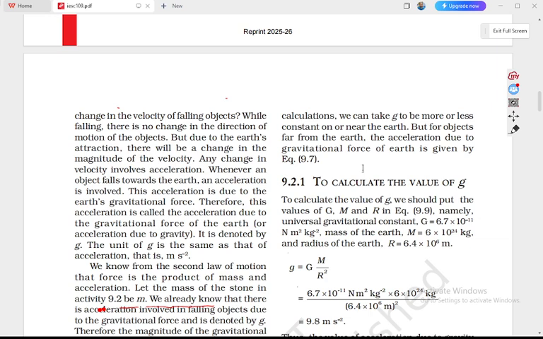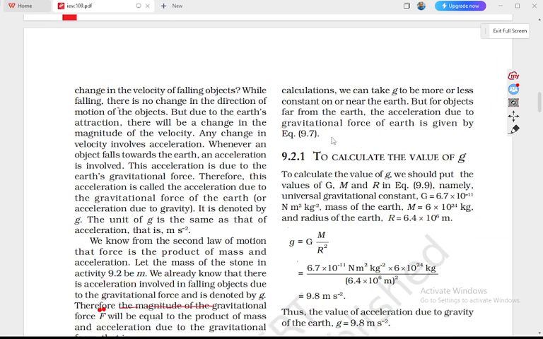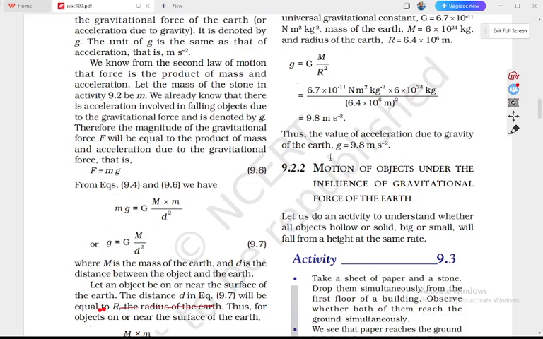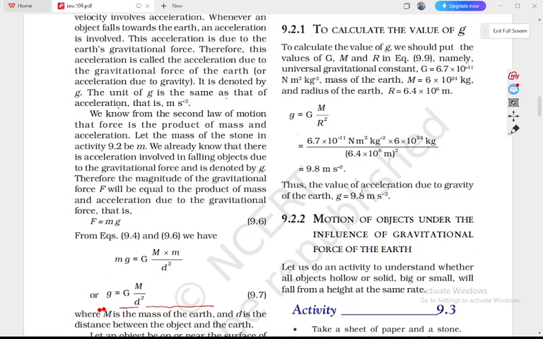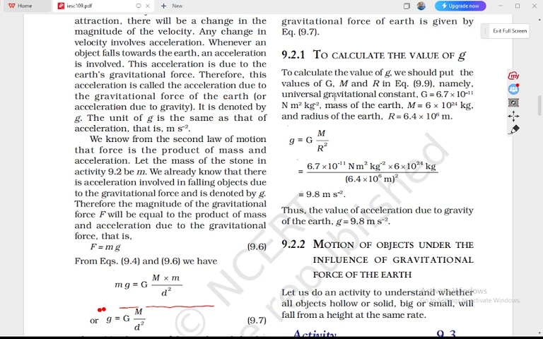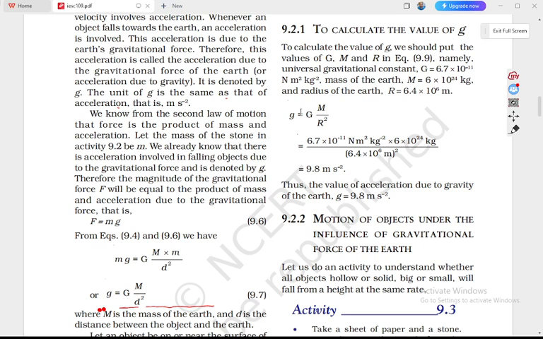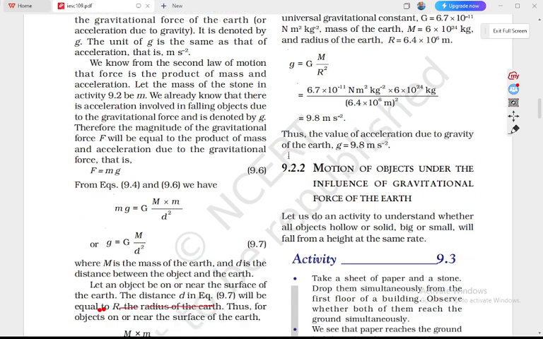But for objects far from the earth, the acceleration due to gravitational force of earth is given by equation 9.7, this one, right? Capital G, capital M by d square. To calculate the value of small g, we should put the values of capital G, capital M, and R in equation 9.9. Namely, the universal gravitational constant capital G is 6.67 into 10 power minus 11 Newton meter square per kg square. Mass of the Earth is 6 into 10 power 24 kg, and radius of Earth is 6.4 into 10 power 6 meter. If we put the values, the value of g will be 9.8 meter per second square. Thus, the value of acceleration due to gravity of the Earth is 9.8 meter per second square.